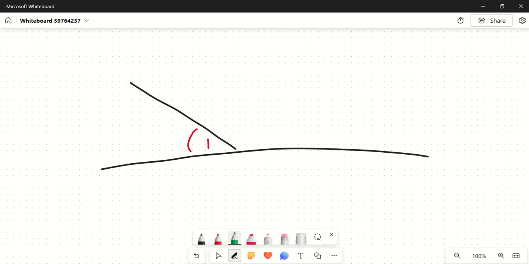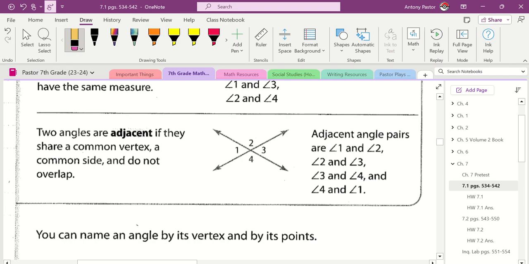However, if this were angle 2, this is an adjacent angle. It's literally the angle next to it. So again, two very important parts to what makes an adjacent angle an adjacent angle. They have to share a common vertex, and they do not overlap. Now, when I say a common vertex, that means they are on the same side. Usually, not always, but usually, they'll form a straight angle.